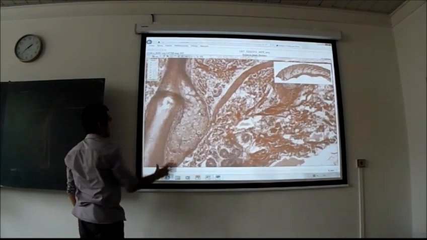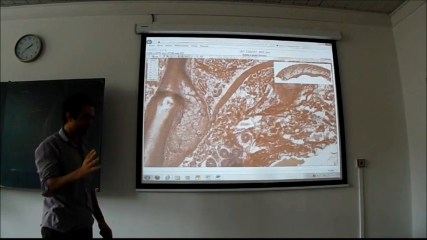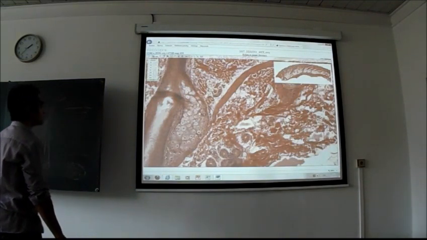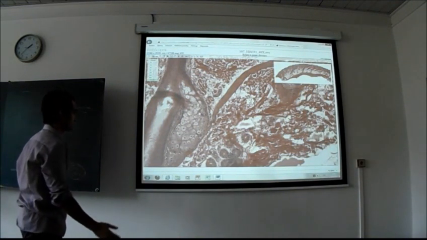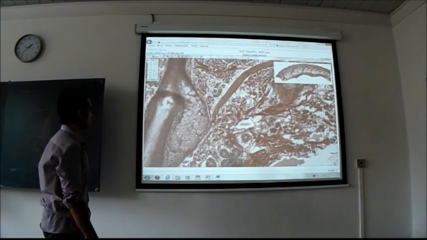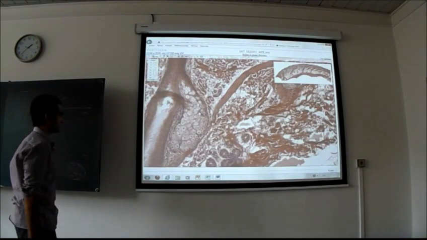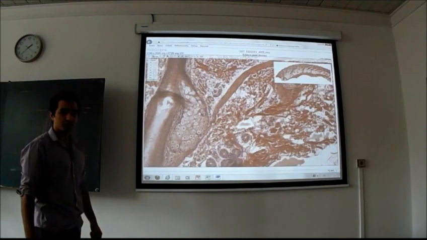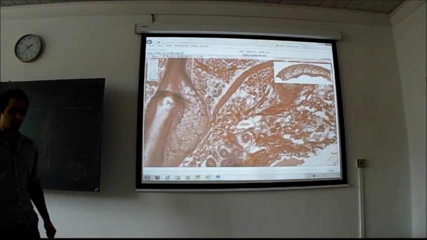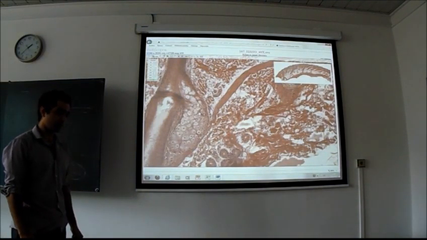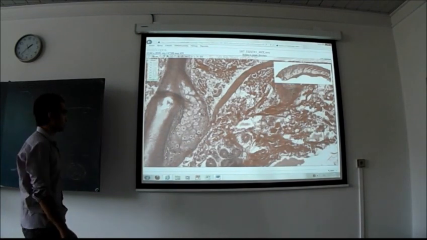So sebaceous gland. The function I explained earlier: a lot of oily secretion, important for the lubrication of skin, for the nourishment of skin, and protecting the skin. As I said, they have some fatty acids, and they have an antimicrobial effect.